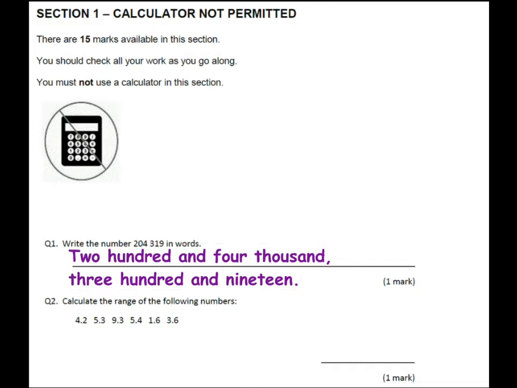Question 2 is calculate the range of the following sets of numbers. So the range is the highest, take away the lowest. So we're looking for the biggest number, which is 9.3, and the lowest number, which is 1.6, and we need to take them away. So we get 7.7 on the answer line, and that's worth 1 mark.